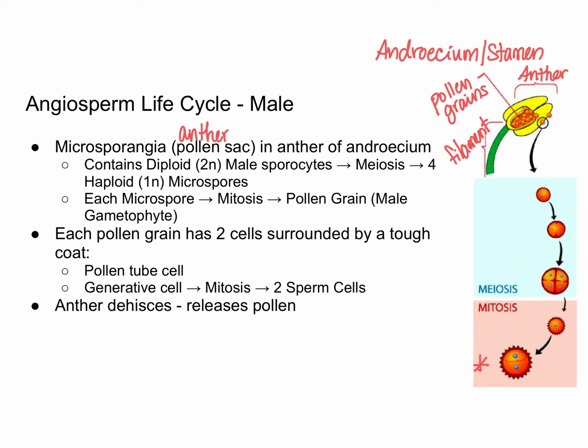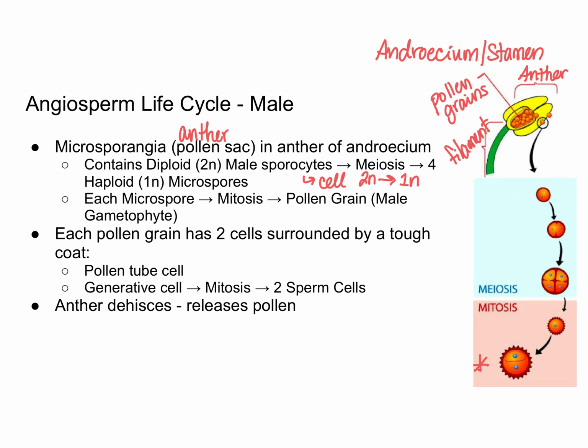Within the microsporangia, there are sporocytes, and sporocytes are just a type of cell. And in this case, these are diploid cells, so they have those 2 sets of chromosomes. And these 2N sporocyte cells are going to go through meiosis. And remember that during meiosis, we reduce the ploidy of the cells. So a 2N cell ends up producing 1N daughter cells. And so the 2N male sporocyte goes through meiosis to form 4 haploid 1N microspores.